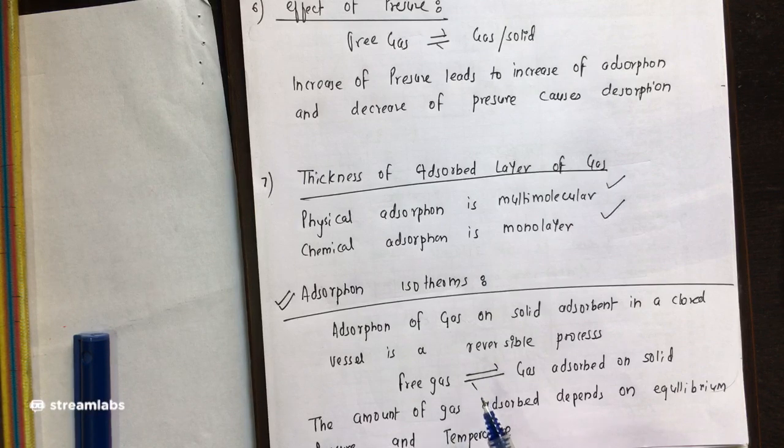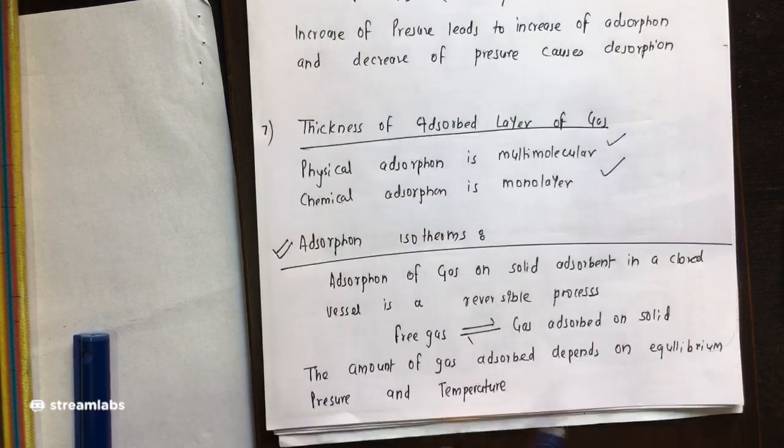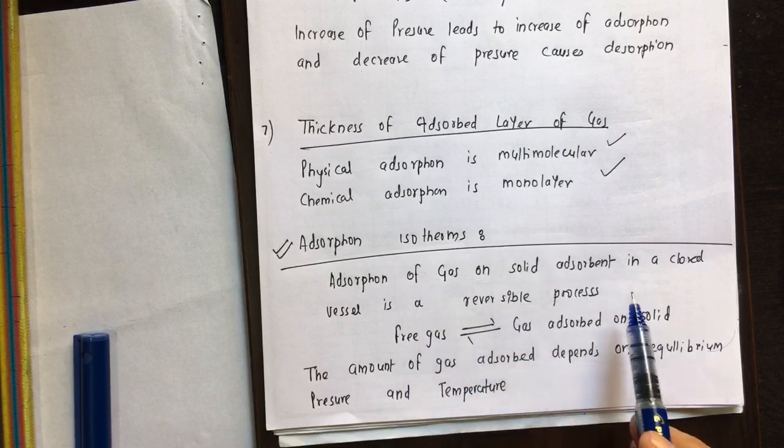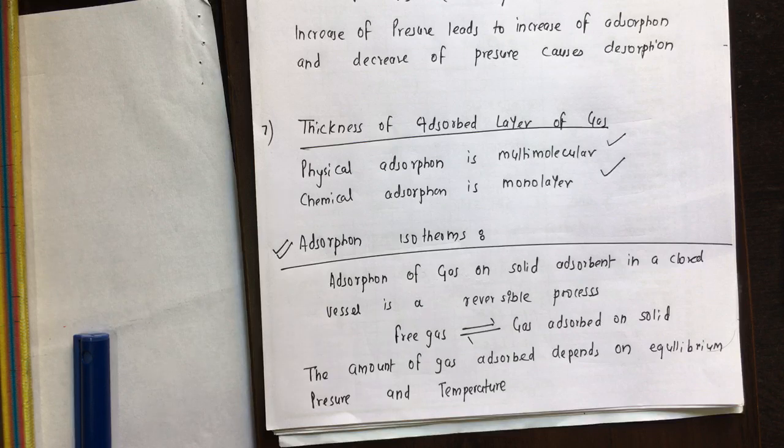Whenever a gas is adsorbed on a solid adsorbent in a closed vessel, it is a reversible process, dear students. The free gas is in equilibrium with gas adsorbed on solid. So the amount of gas adsorbed depends on what? Equilibrium pressure and temperature. That's what I said.